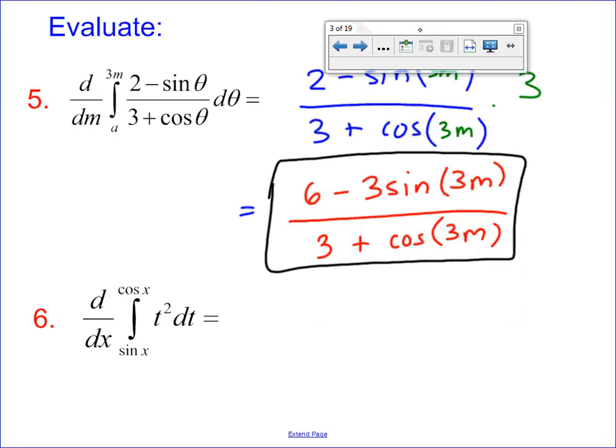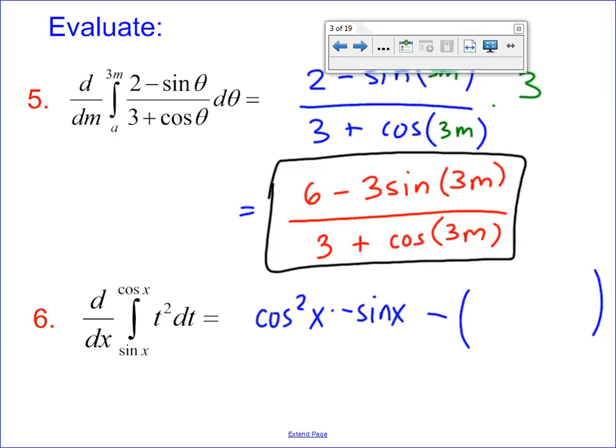Ready? Integrand function evaluated at the upper limit would be cosine squared of x times the derivative of the upper limit, would be cosine differentiates to opposite sine of x, minus the integrand function evaluated at the lower limit.